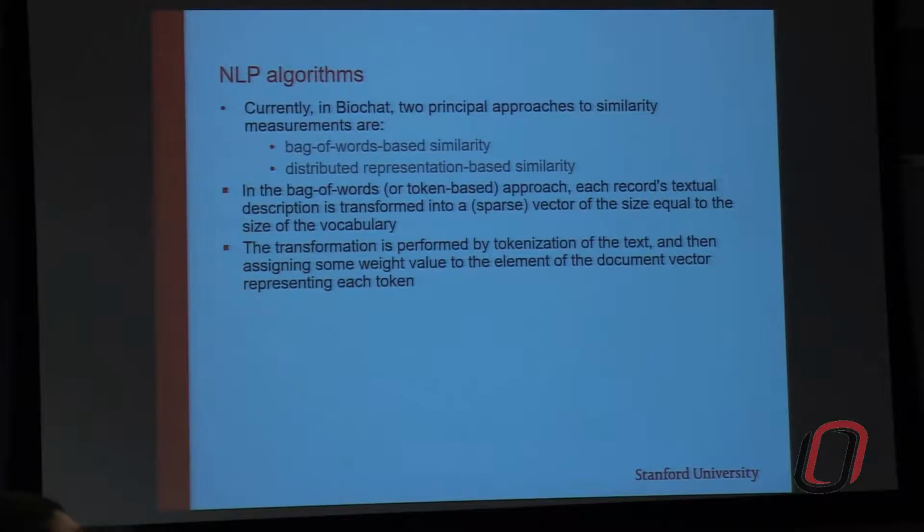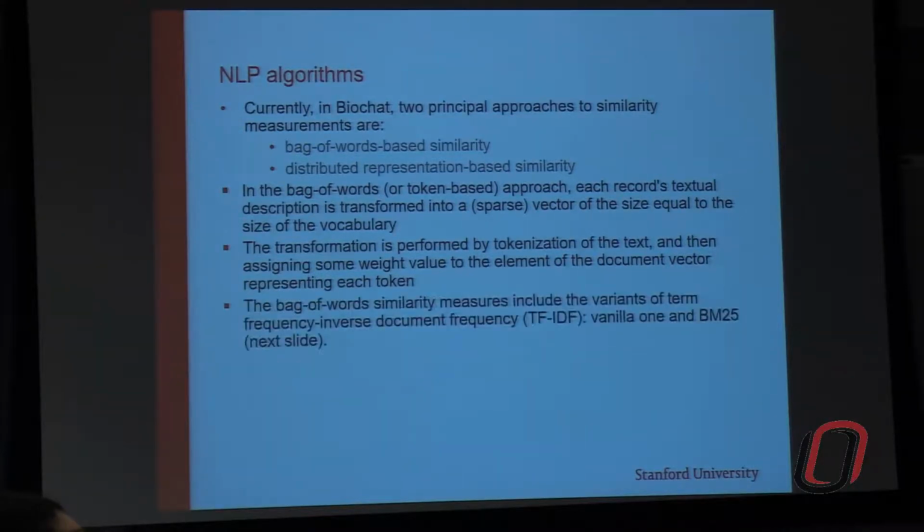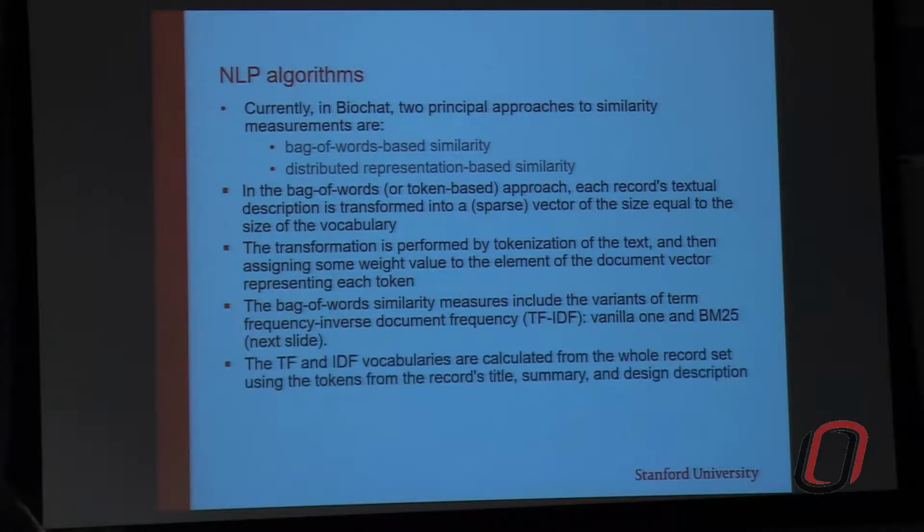The transformation is performed by tokenization of the text. So you turn the words into tokens and then assign some weight value to the element of the document vector representing each token. The bag-of-words similarity measures include currently variants of TF-IDF, like for example the vanilla implementation of TF-IDF and BM25, which we will actually cover on the next slide.